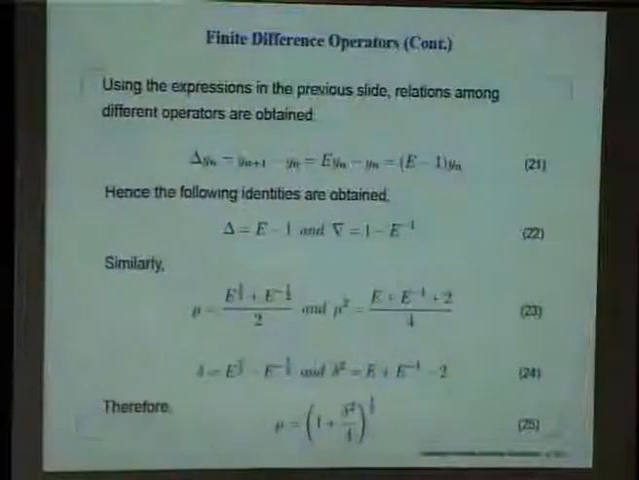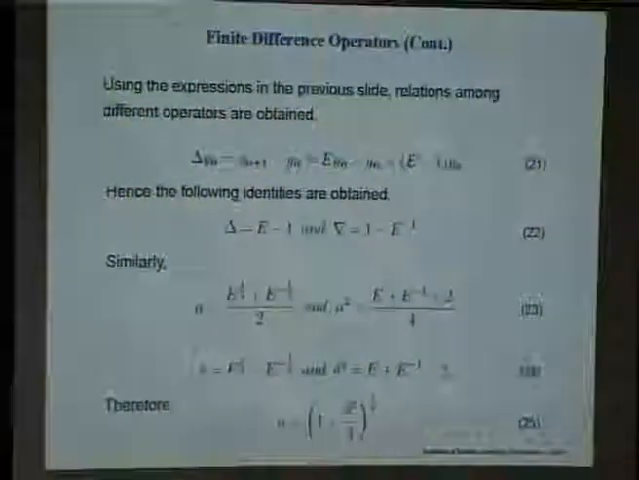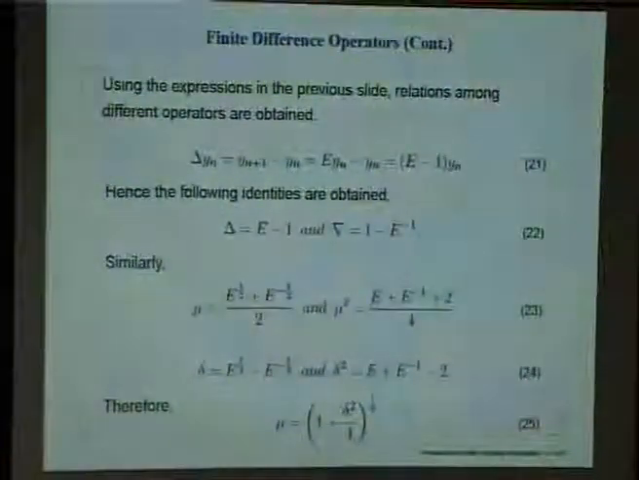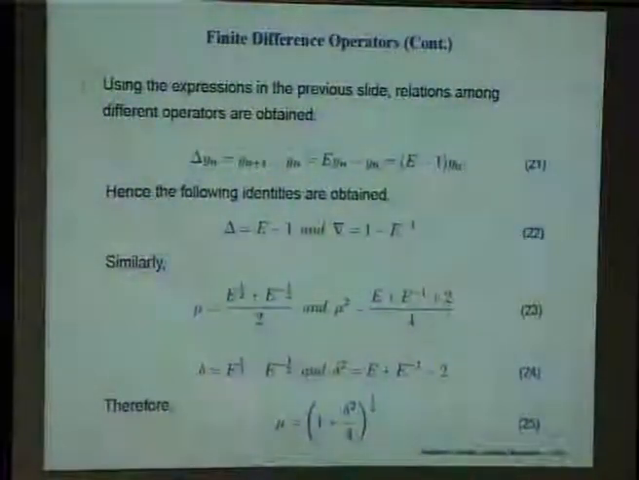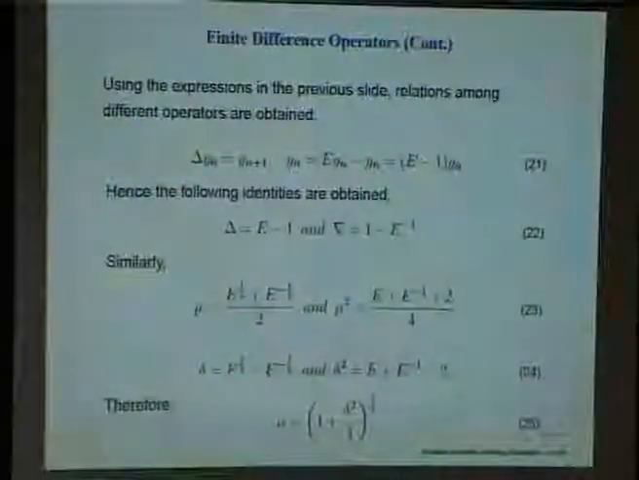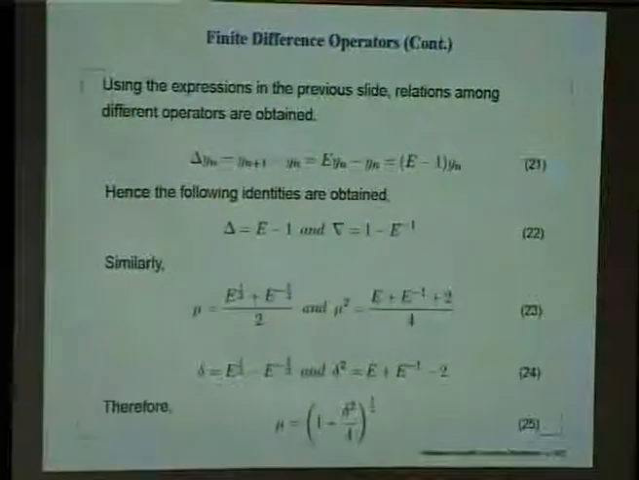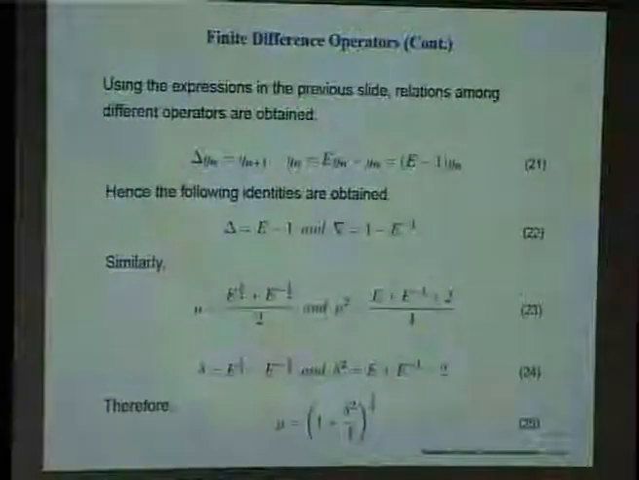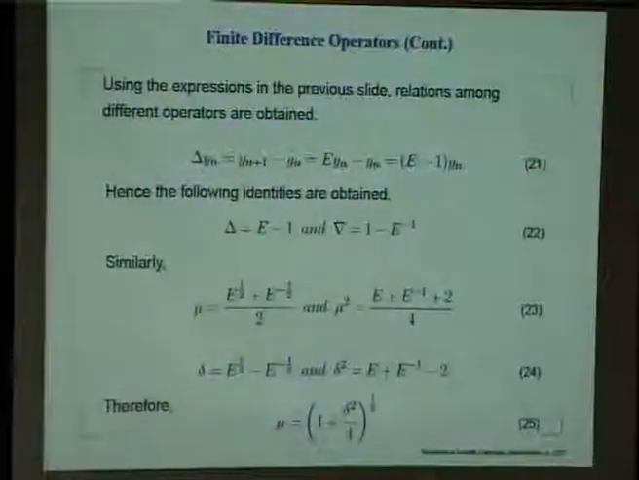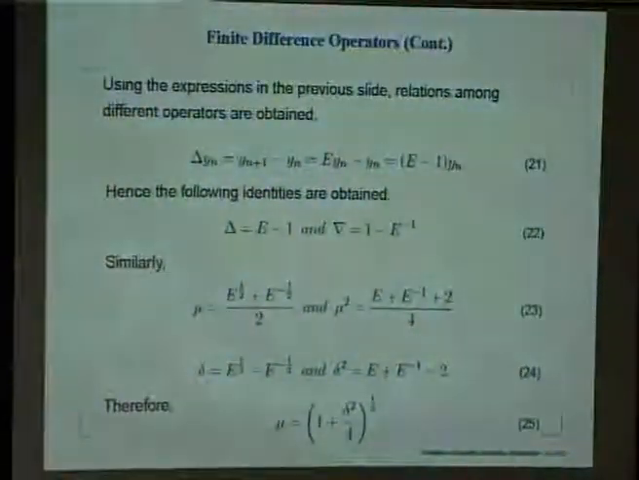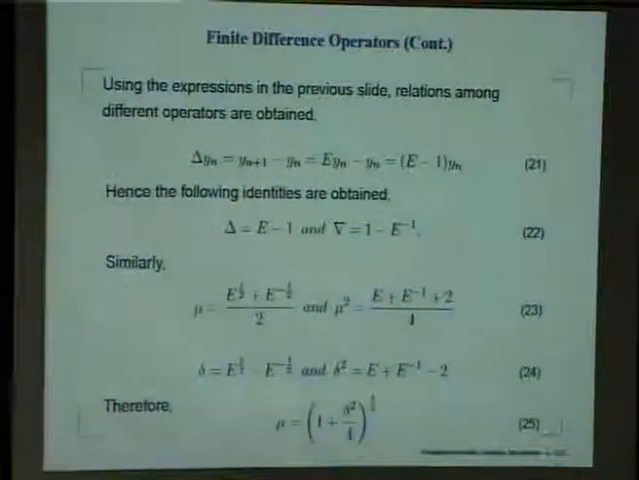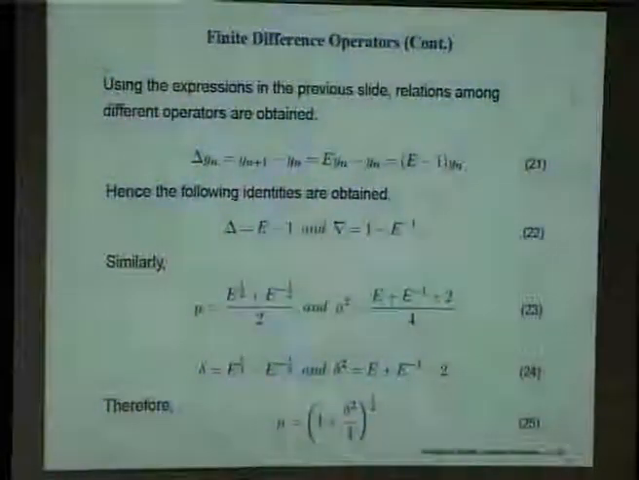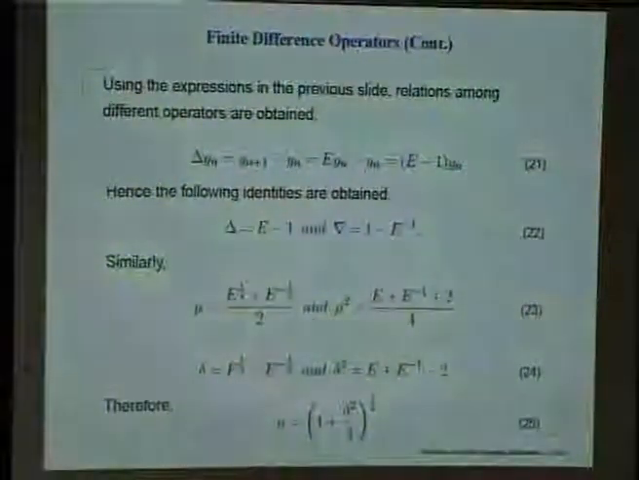Now, I think there is a mistake here. This is delta 1, right. This delta 1 is y n plus half minus y n minus half. So, this is delta 1. So, this should, after squaring, we should get that, right. We should get that. So, if delta square is this and mu square is this, you can relate mu and delta.